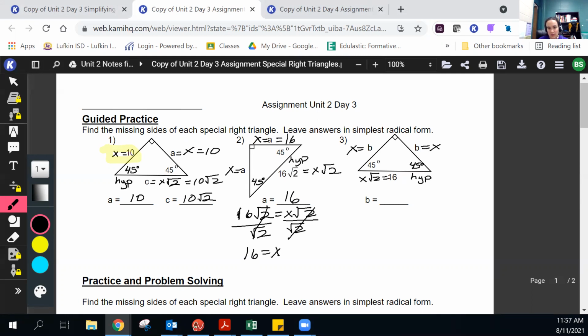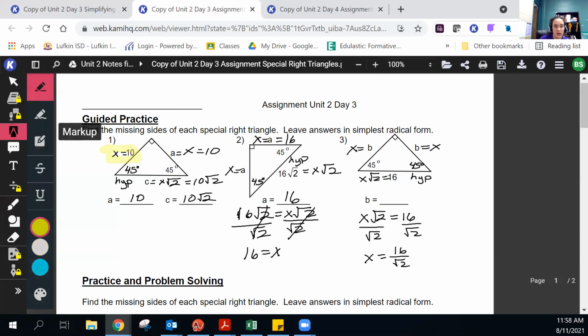So now, I'm just solving for x. Got x times the square root of 2 equaling 16. And we need to divide by that square root of 2. That gets us x equaling 16 over the square root of 2. Now, we are not putting this in our calculator, but we're not finished because it's not simplified. And the directions did say to leave your answer in simplest radical form.